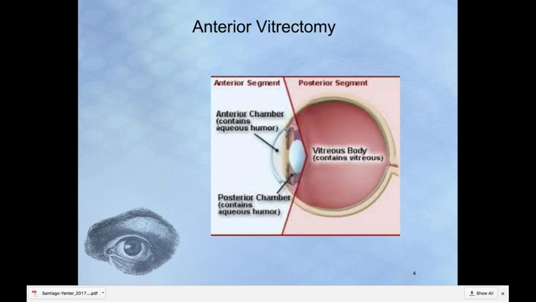An anterior vitrectomy is usually done because of loss of the vitreous humor during a cataract extraction when the capsule is accidentally torn. The vitreous humor is removed from the anterior chamber with the phaco machine set to vitrectomy.